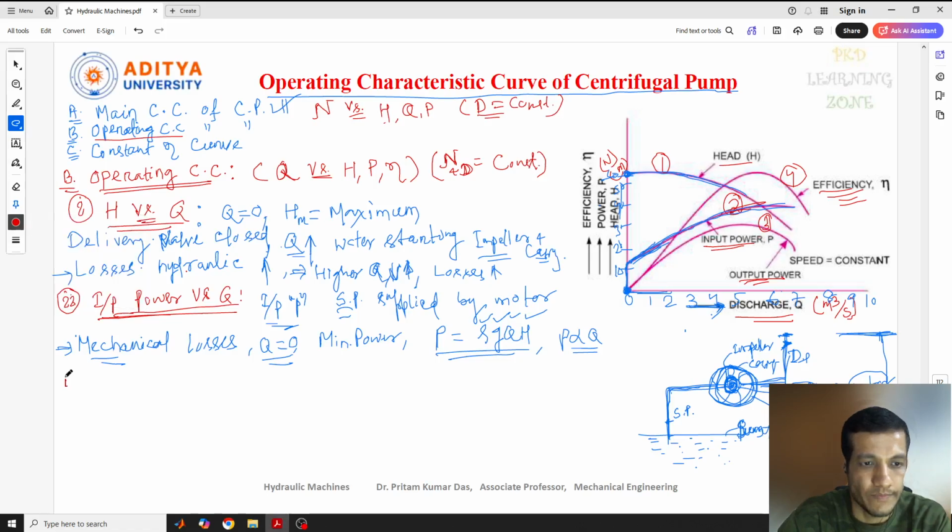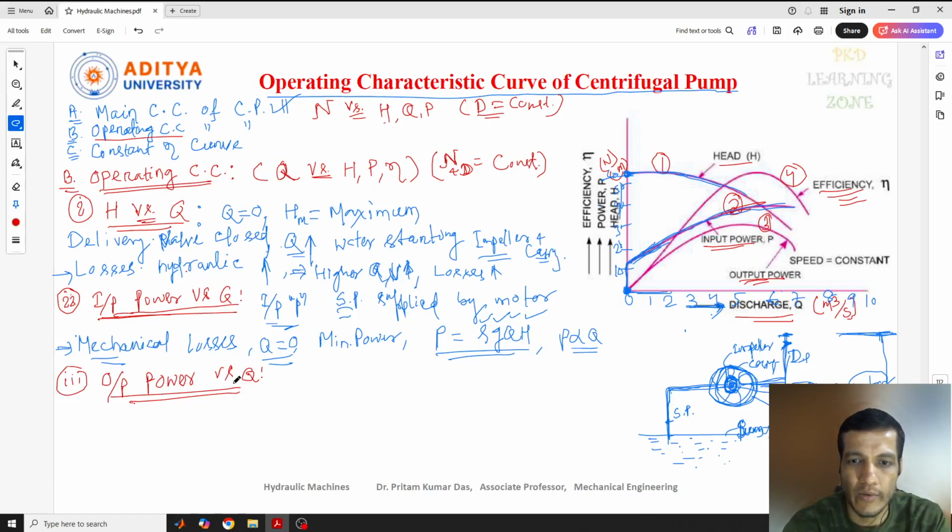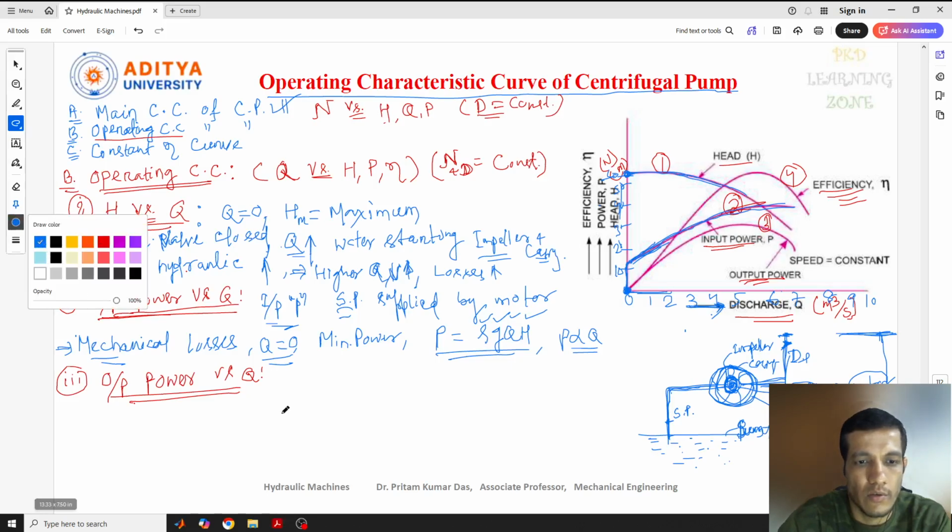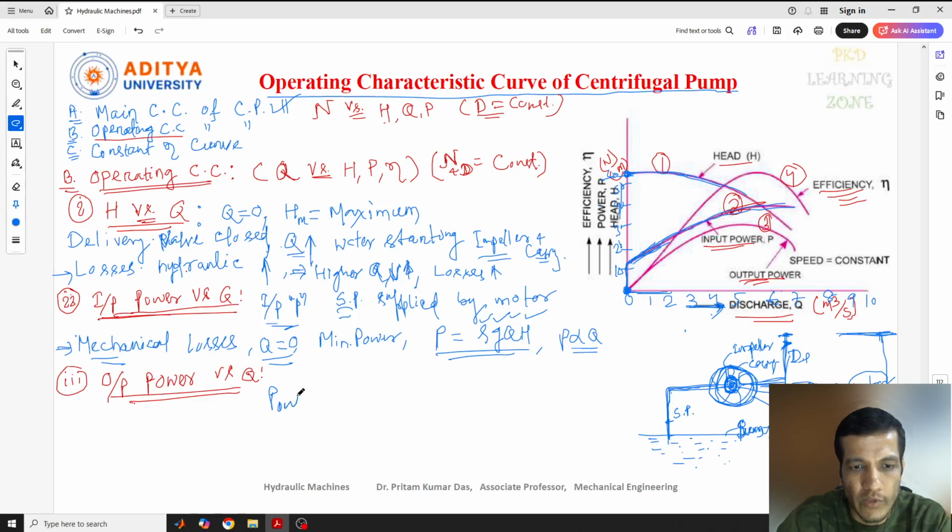We'll go to the third one. The third one is the output power versus our discharge. This is also a simple thing. Output power, P out, means how much output power you are getting. Here also we can write rho g Q H, and we get the same equation.